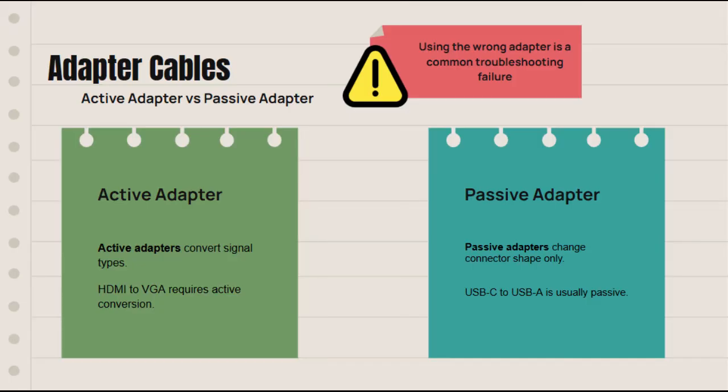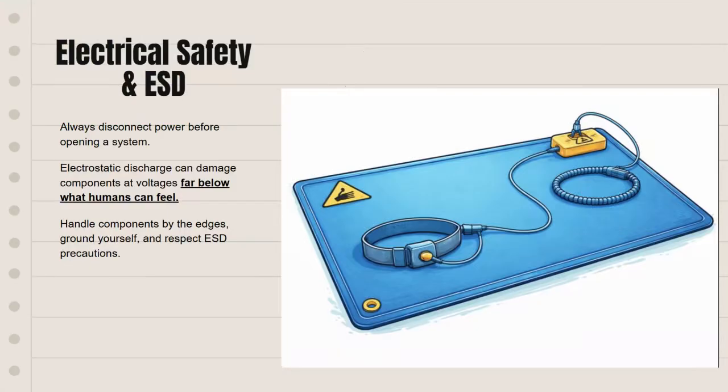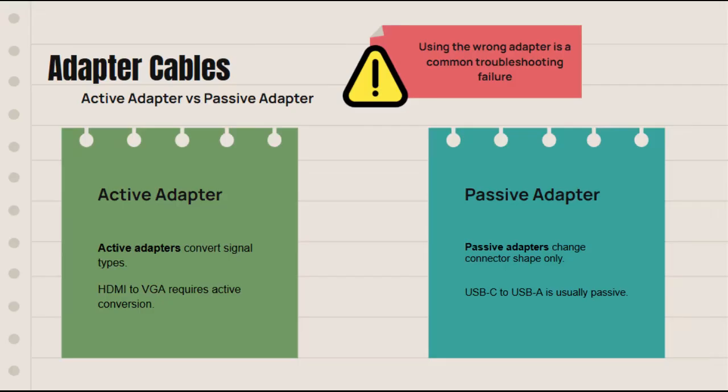Next, for adapter cables, active versus passive. You have passive adapters which change connector shape only, and active adapters which convert the signal type itself. HDMI to VGA requires active conversion. USB-C to USB-A is usually passive. Using the wrong adapter is a common troubleshooting failure.